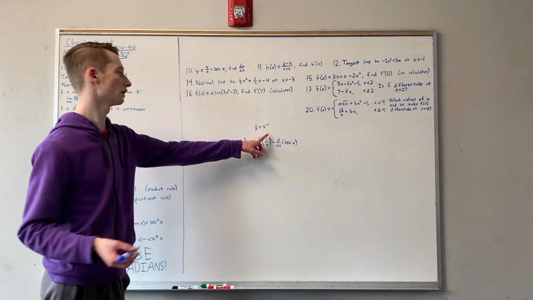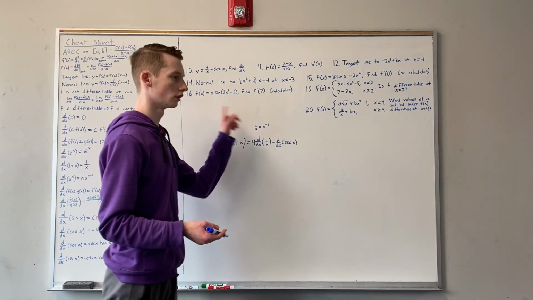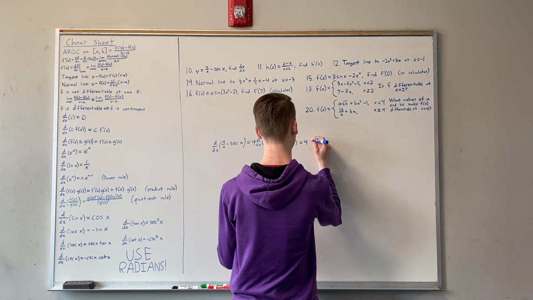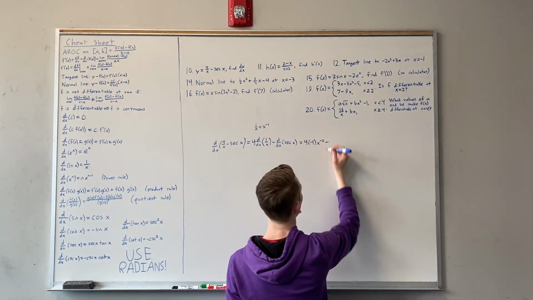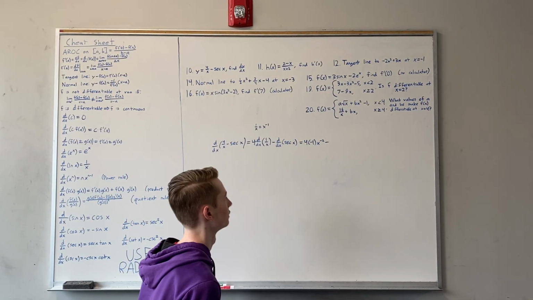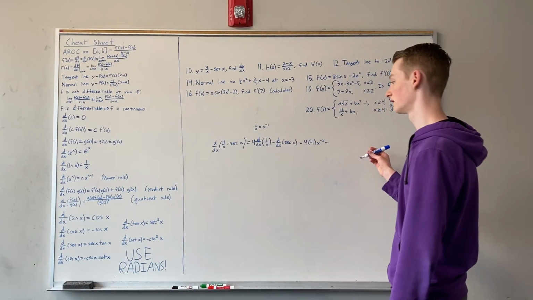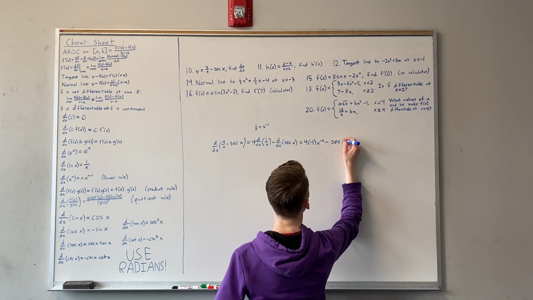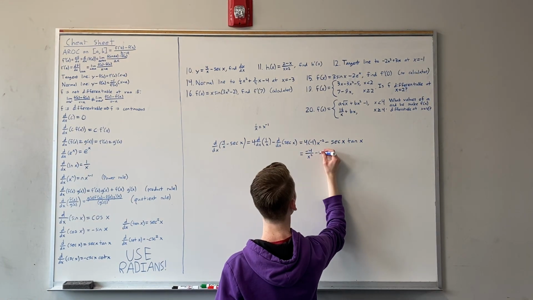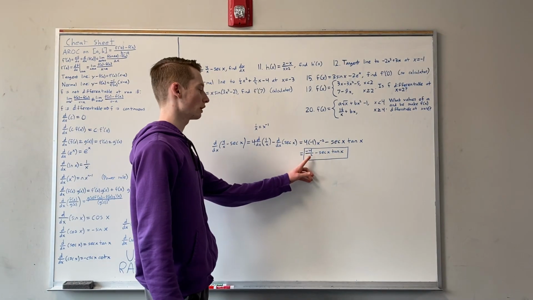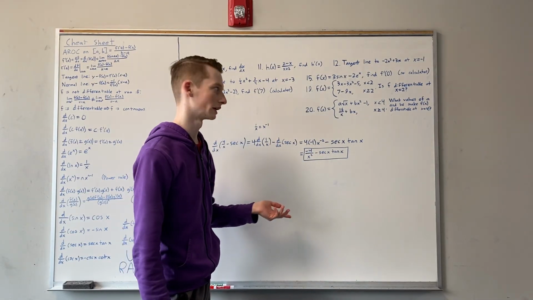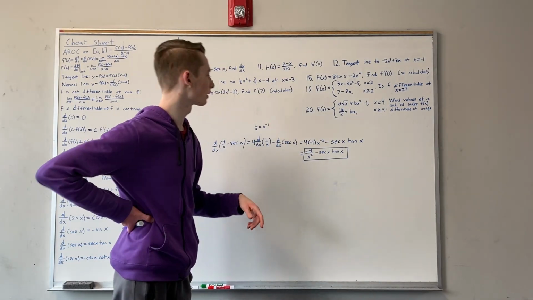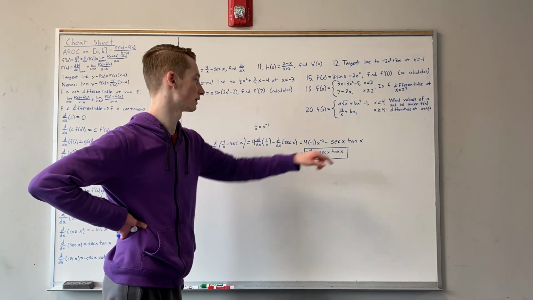So when I differentiate my x to the negative first, negative 1 comes out front. And I subtract 1 from the exponent, so I get negative 2. And then I'm subtracting the derivative of secant x, which is secant x times tangent x. So dropping my negative 2 power back down into the denominator, I get negative 4 over x squared minus secant x tangent x.